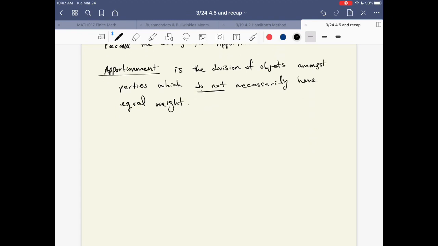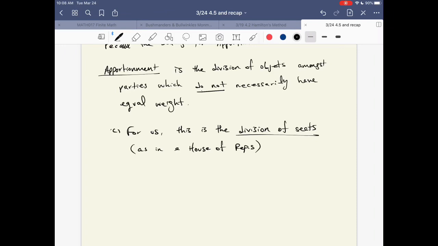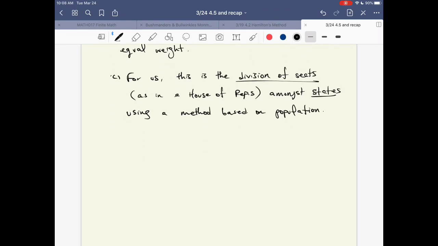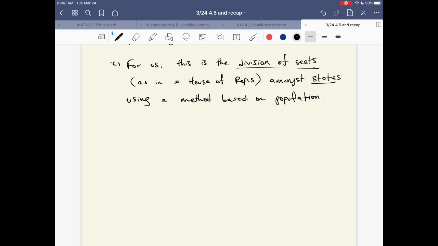So for us, this is the division of seats, say in a House of Representatives, as in a House of Reps, amongst states, using a method based on population. This is both total population and the population of each state, which are closely related. Because remember, the total population, you just sum up the populations of every state. Good.